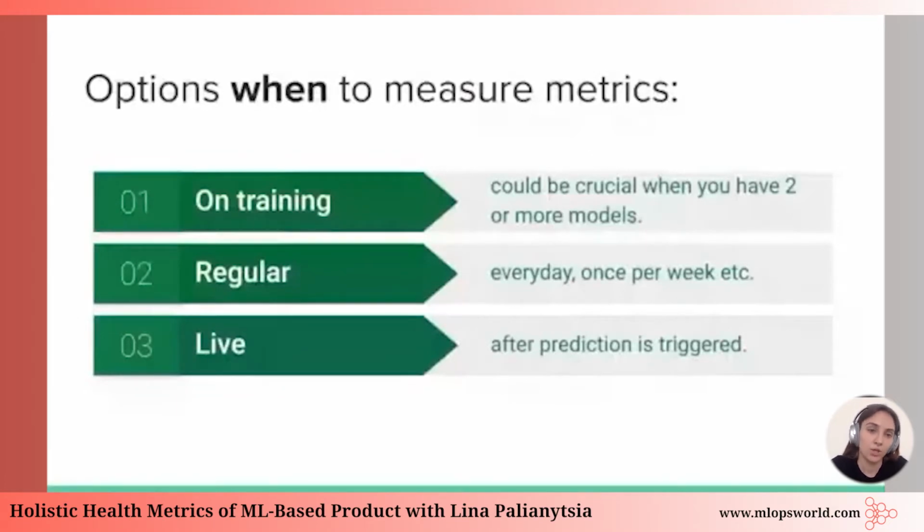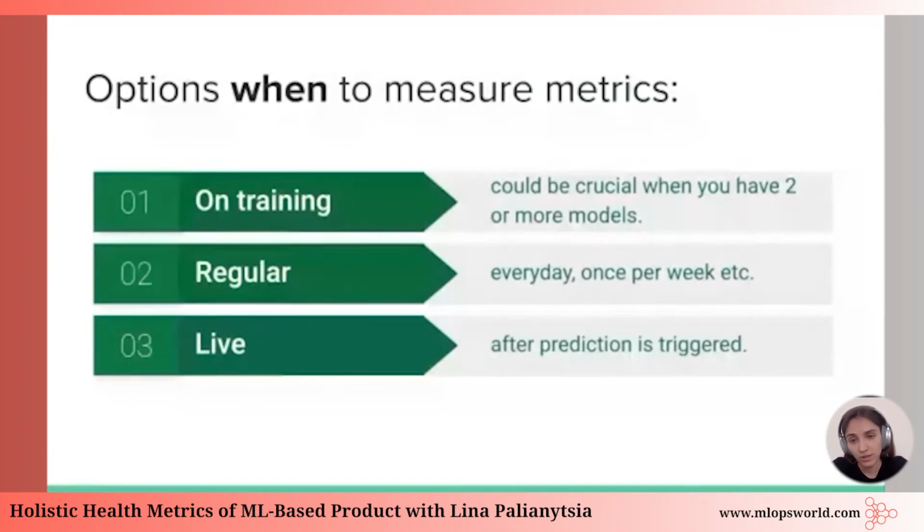The first one is to measure metrics on training, and we always do it, but usually we measure metrics only for a model. But actually, what we can also do is measure metrics on our whole product, incorporating this new model. This could be very important when you have two or more models chained together, because when you have two models and you improve one of them, it doesn't mean that the combination of these two models is going to perform better.